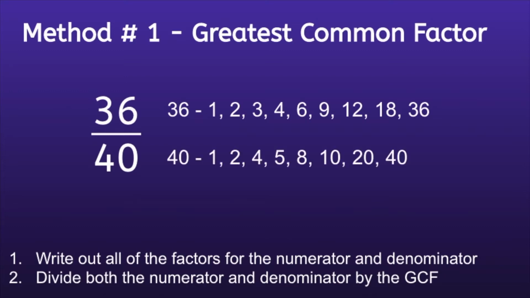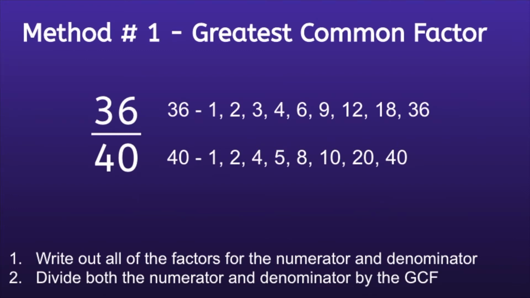The factors of 40 are 1, 2, 4, 5, 8, 10, 20, and 40. 1 times 40 is equal to 40. 2 times 20 is equal to 40. 4 times 10 is equal to 40. And 8 times 5 is equal to 40.